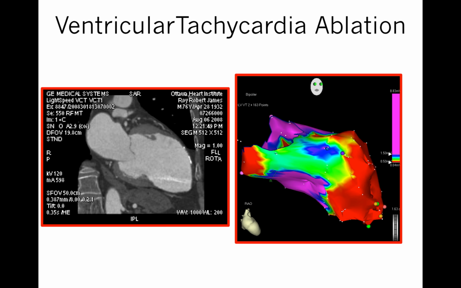Ventricular arrhythmias are also amenable to catheter ablation. This is an example of a person who had an anterior myocardial infarction. As you can see, the anterior wall of the left ventricle is quite thinned and calcified, almost aneurysmal. And when we put catheters inside the heart, we measure the voltage inside the heart. Purple is normal, green and red is abnormal.